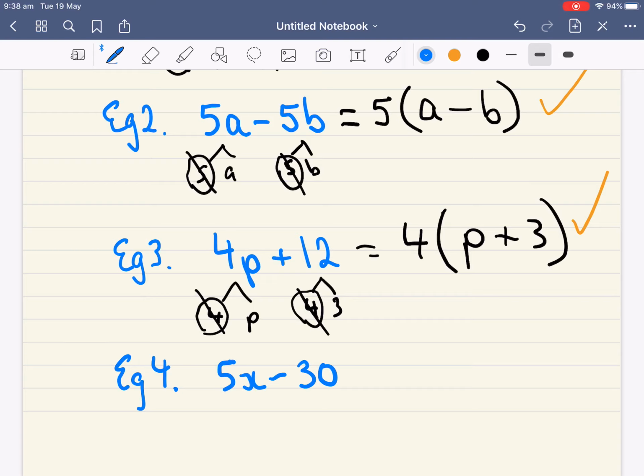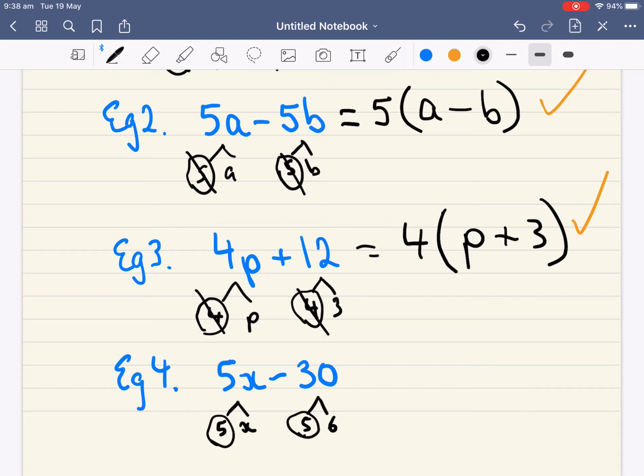Okay, so we want to factorize this expression here. So 5x and 30, what sort of times table can we use for both of these? Certainly 5 and 30, they both belong to the 5 times tables. So let's use that. 5x is 5 times x. 30 is 5 times, you have to think, 5 times what equals 30? And it's 6. We've split it up into its factors.